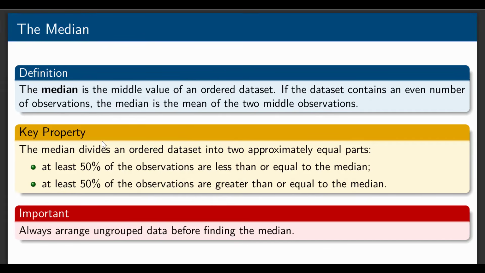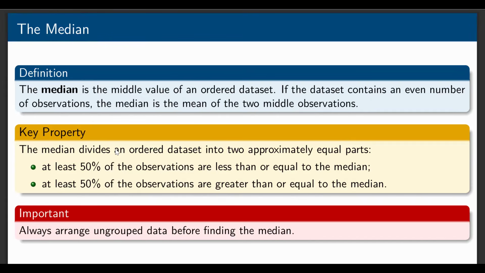The next section is to work on the median. So median is the second measure of central tendency. Now, the median is the middle value of an ordered data set. So if the data set contains an even number of observations, then the median is the mean of the two middle observations.